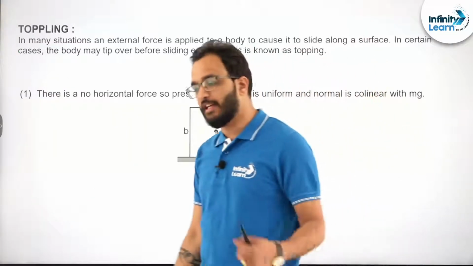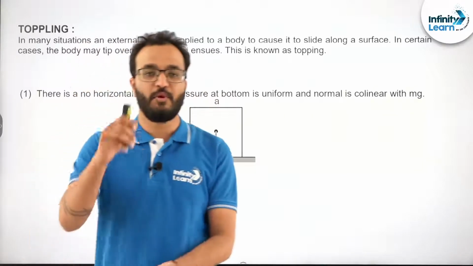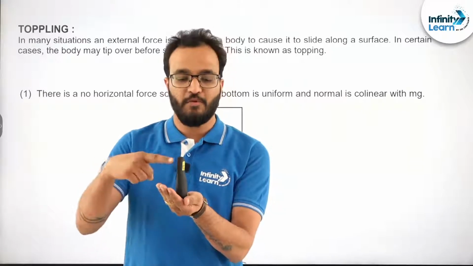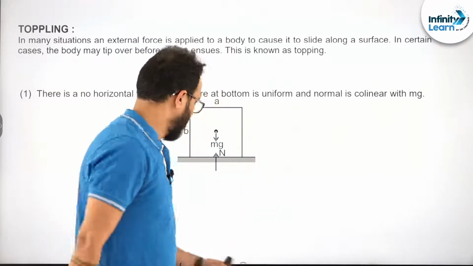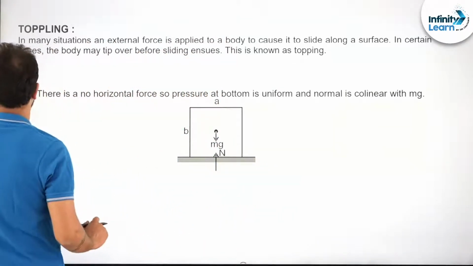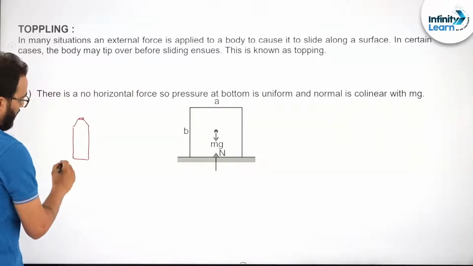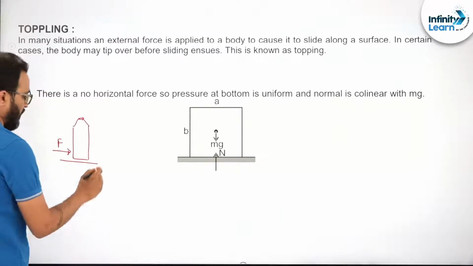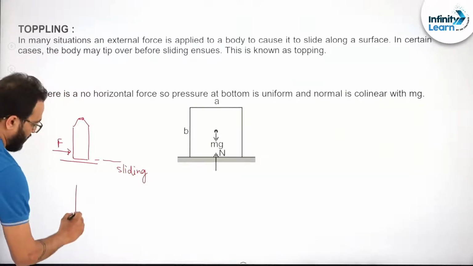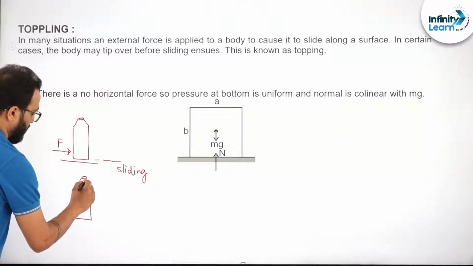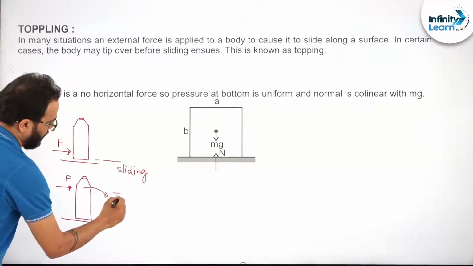First of all, let's understand what is toppling. Many a times you have experienced this thing that suppose a water bottle is kept like this, and if you try to push it here, then instead of moving, instead of sliding, what happens? It topples, right? Sometimes you must have experienced this thing that suppose this is a water bottle, and if you apply a force capital F here, then what will happen? It will start sliding. Sometimes it might happen that this is a bottle and you apply a force F here, then instead of sliding, it topples.